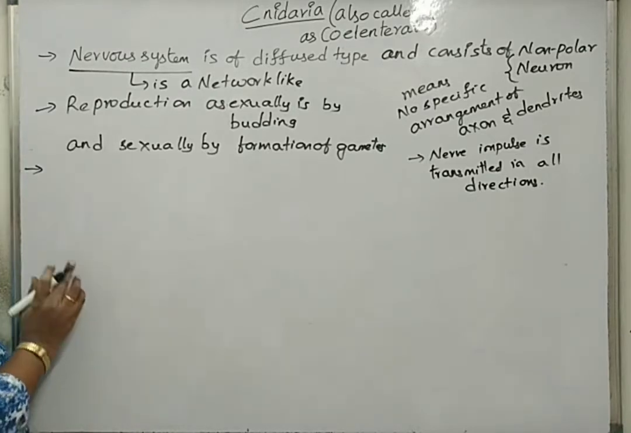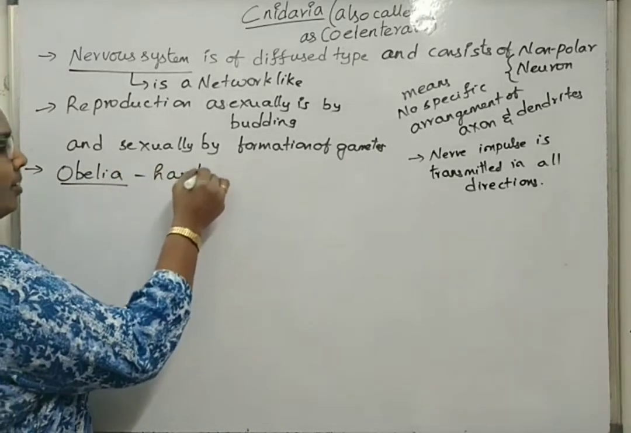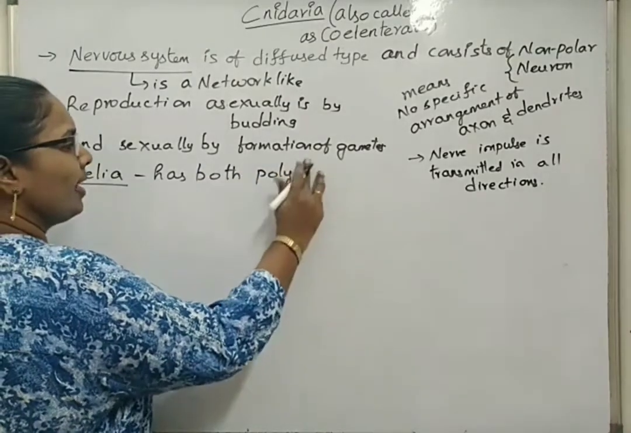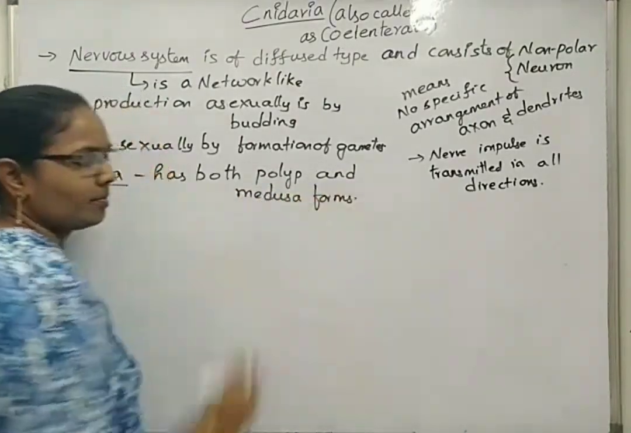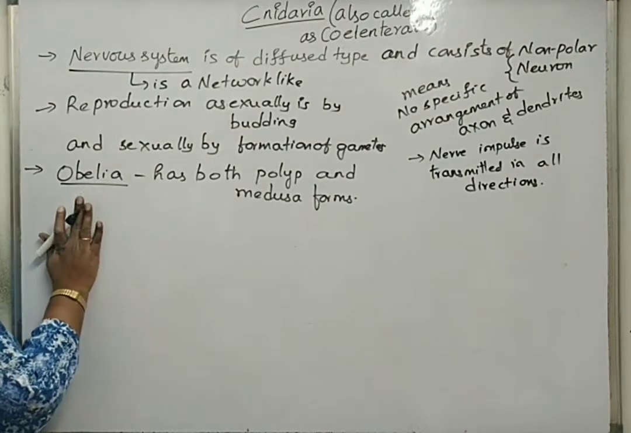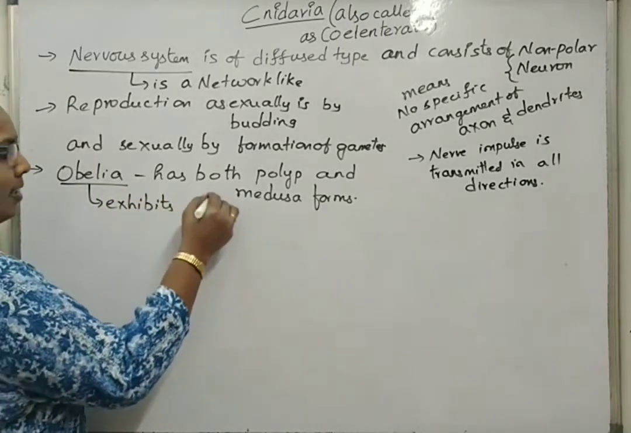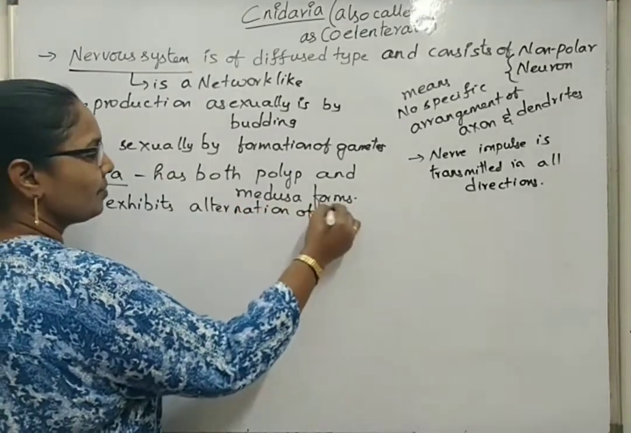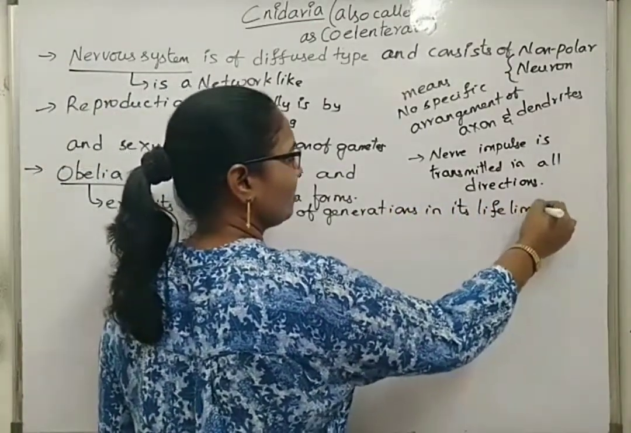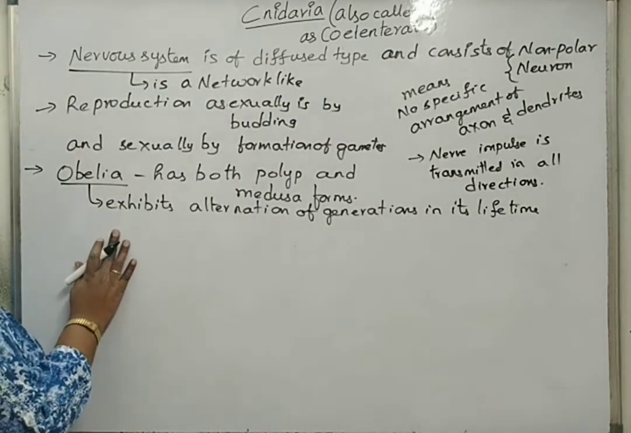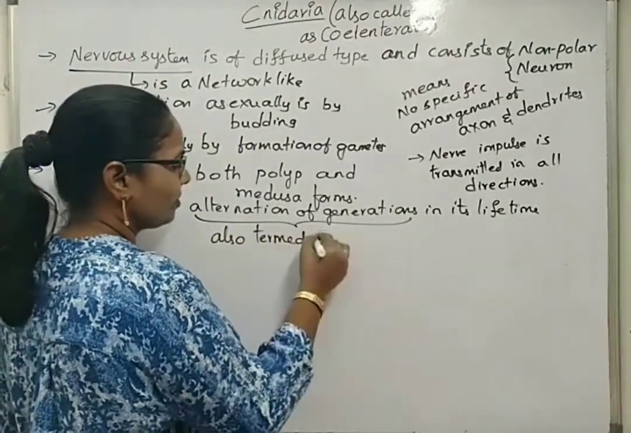Obelia exhibits both polyp and medusa forms. Obelia has both polyp and Medusa forms. So we can say that Obelia exhibits alternation of generations in its lifetime. This alternation of generations is also termed as metagenesis.